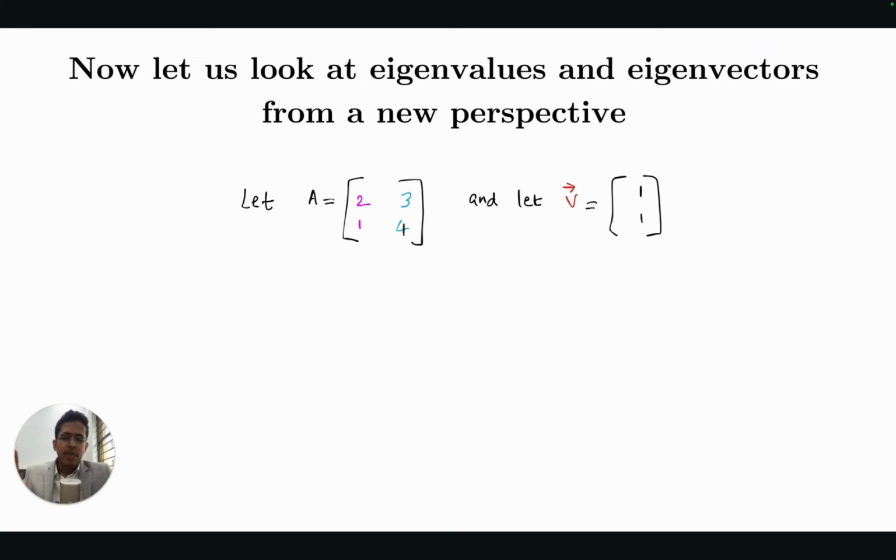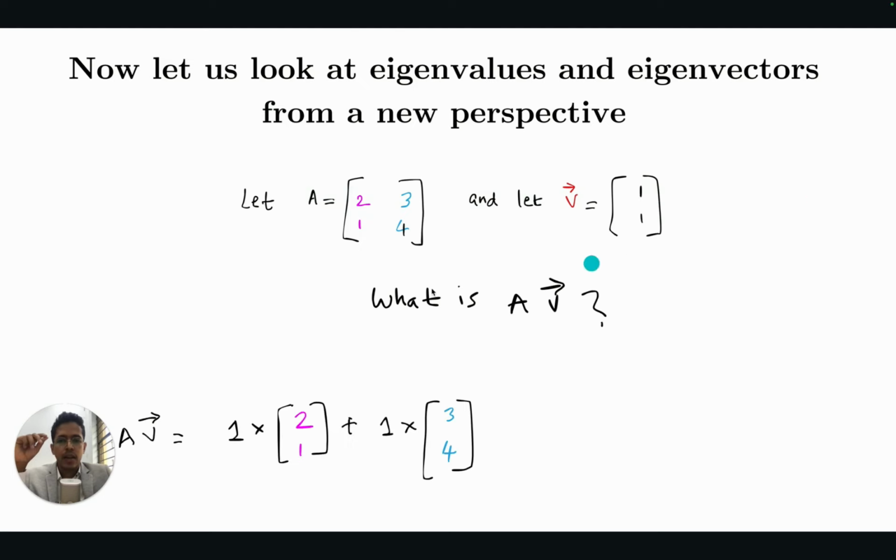Let A be a matrix 2, 1, 3, 4. The pink color is the first column, blue color is the second column, and let v be the vector, the column vector 1, 1. What is Av? The matrix multiplication of A with v. We can calculate it using the trick that we discussed earlier. So the first column will be scaled by this factor. The second column 3, 4 will be scaled by this factor, and you add those two.